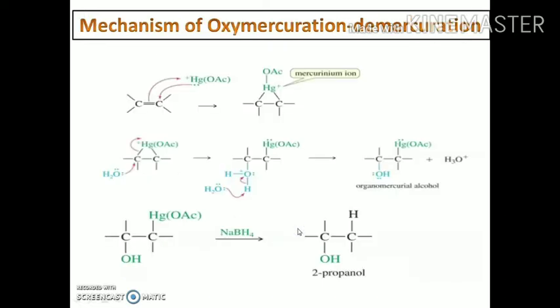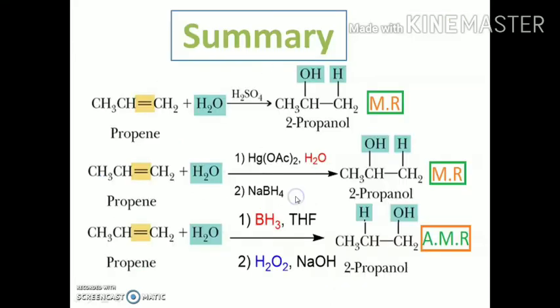Let us talk about the mechanism of this process. In this case, the mercuric ion, having a positive charge, will attack the pi electrons of the alkene to give the mercurinium ion, and after the addition of water molecules, it will form organomercuryl alcohols, and on the reduction of this alcohol, it leads to the formation of the respective alcohols. This is a summary of all the processes.